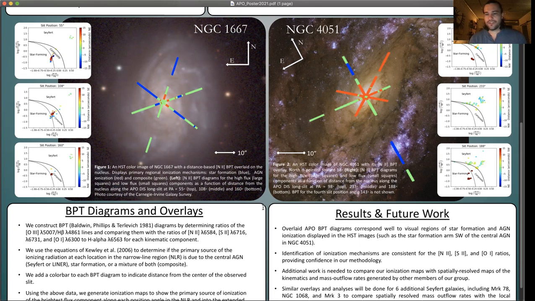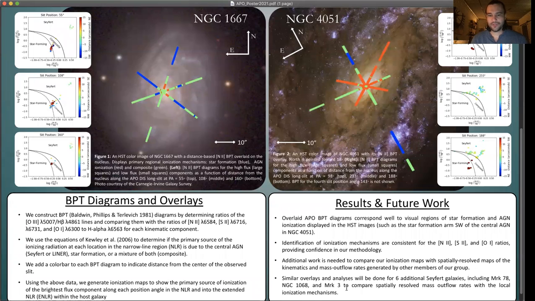Additional work is needed to compare these ionization maps with spatially resolved maps of the kinematics and outflow rates. That's some of the things that our other group mates are doing. And I will be doing these similar analyses for an additional 6 Seyfert galaxies, comparing spatially resolved mass outflow rates with these local ionization mechanisms, and seeing how these AGN outflow regions are affected by the feedback from the central supermassive black hole compared to these regions where only star formation is seen.